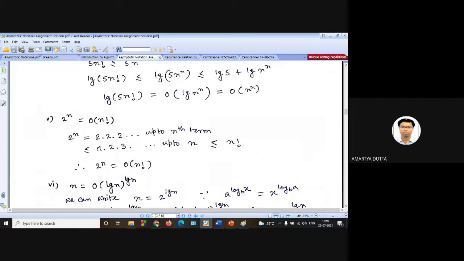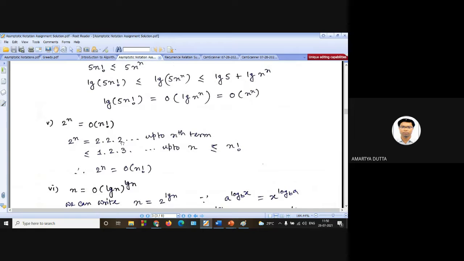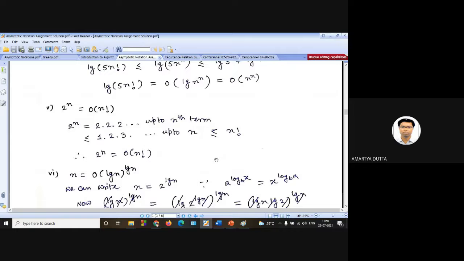Here 2 is less than or equal to 1: for this particular case, this is false. But for the second term, 2 is less than or equal to 2, then 2 is less than or equal to 3, 2 is less than or equal to 4, 2 is less than or equal to 5, and the last 2 is also less than or equal to n. That's why we can compare this with n factorial, okay?